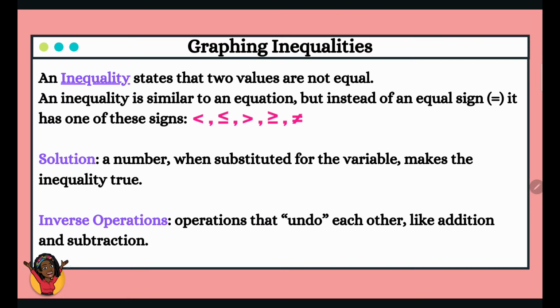Our vocabulary: an inequality states that two values are not equal. An inequality is similar to an equation, but instead of an equal sign, it has an inequality symbol, such as less than or equal to, greater than or equal to. A solution is a number that, when substituted for the variable, makes the inequality true. For inequalities, we have multiple solutions, in most cases an infinite number of solutions. Inverse operations are operations that undo each other, like addition and subtraction, multiplication and division.